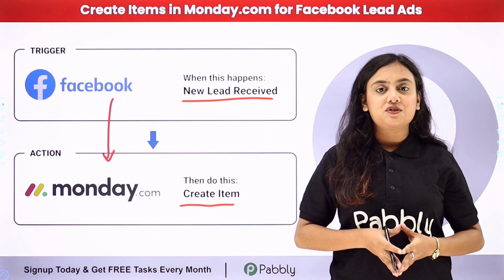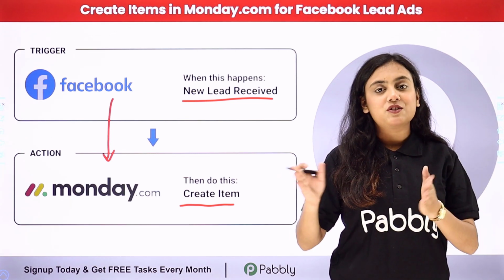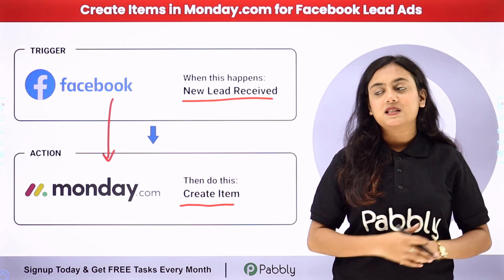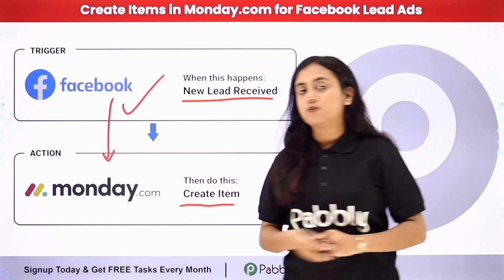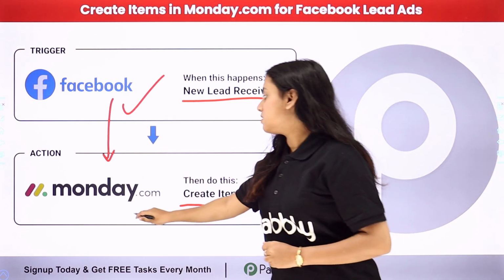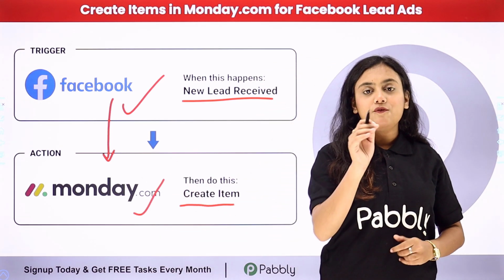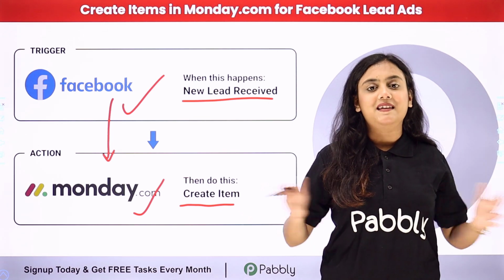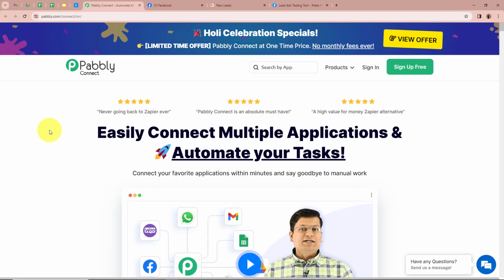Pabbly Connect's automation runs on two principles, that is, trigger and action. In this process, my trigger application is going to be Facebook lead ads and my action application is going to be mundane.com. If you want to learn how to do this automation, then let me take you all to my screen.